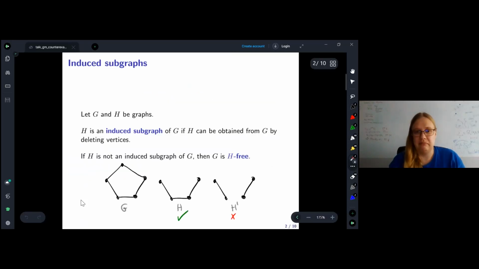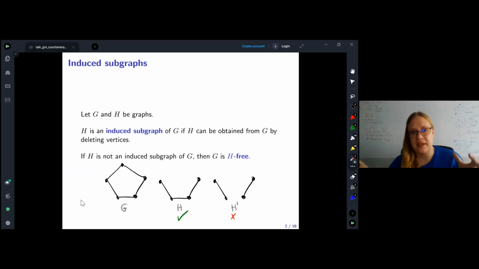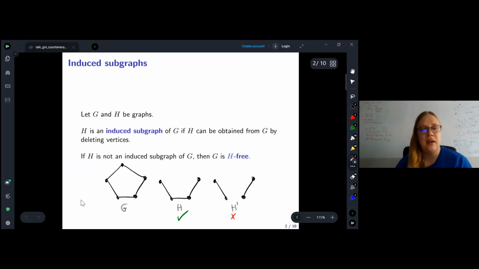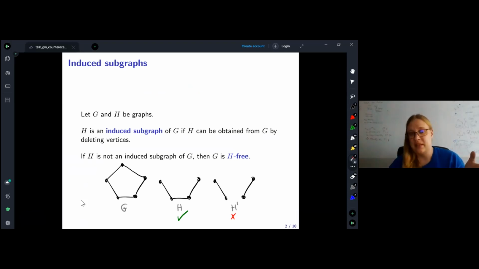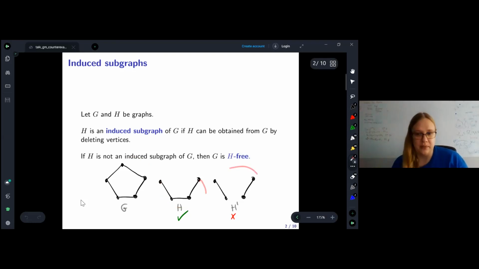So the counterexample is about graphs with large chromatic number, and let me first tell you the definitions that I always say at the beginning of talks. If we have two graphs G and H, then we say H is an induced subgraph of G if H can be obtained from G by deleting vertices. So as opposed to subgraphs, you're not allowed to delete edges except when you delete one of their ends. And if H is not an induced subgraph of G, then G is H-free. And here's my favorite example. If we have this graph G, this is an induced subgraph, and this is not.